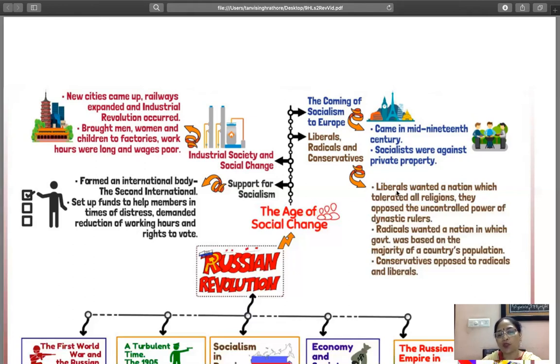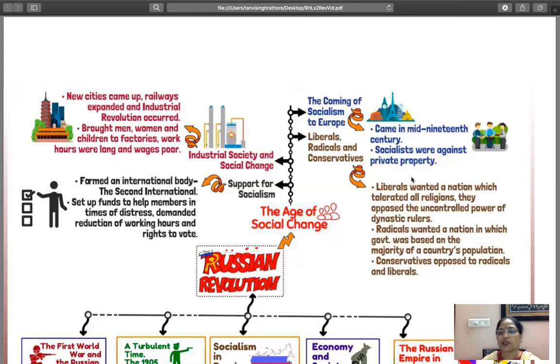So the liberals wanted all religions to be tolerated and equal status to be given, and they opposed the uncontrolled power of the dynastic rulers, meaning the monarchical form of government. They did not want absolute powers to be in the hands of people belonging to one particular dynasty or family. While the radicals wanted a nation in which government was based on the majority of a country's population.